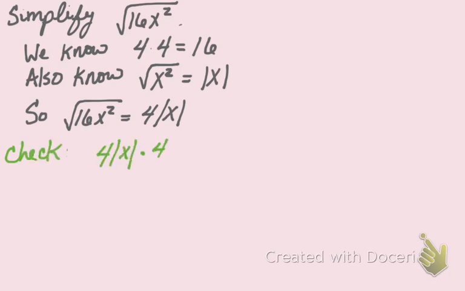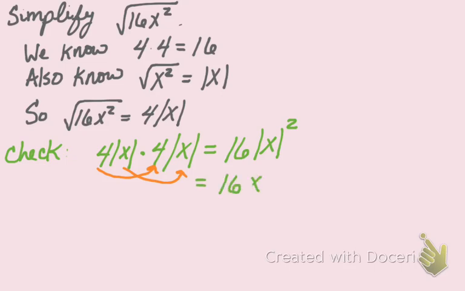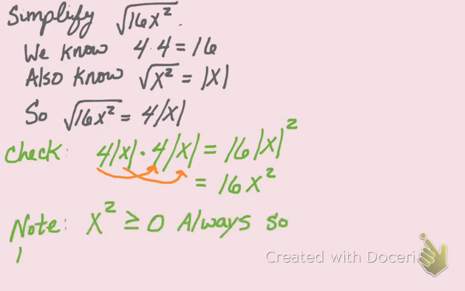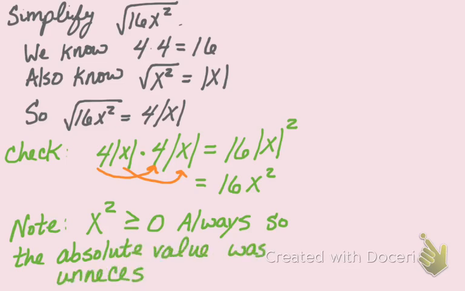If we want to check this, we're just going to take 4 times the absolute value of x times itself. Well, the 4 times 4 is 16, and the absolute value of x times the absolute value of x is the absolute value of x squared. But that just equals x squared because x squared is always bigger than or equal to 0. So the absolute value is really not necessary. We already had a non-negative number.